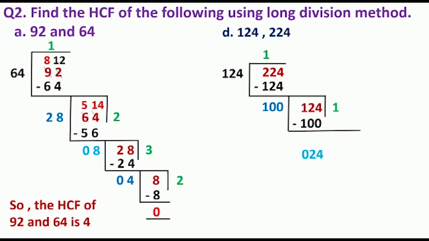Now this 100 will become the dividend again and this 24 will become the divisor. So write here 100, children. Now divide this 100 by 24. What will you get, children? 24 4s are 96. So write 4 in the quotient and 96 below 100. Now subtract this 96 from 100.